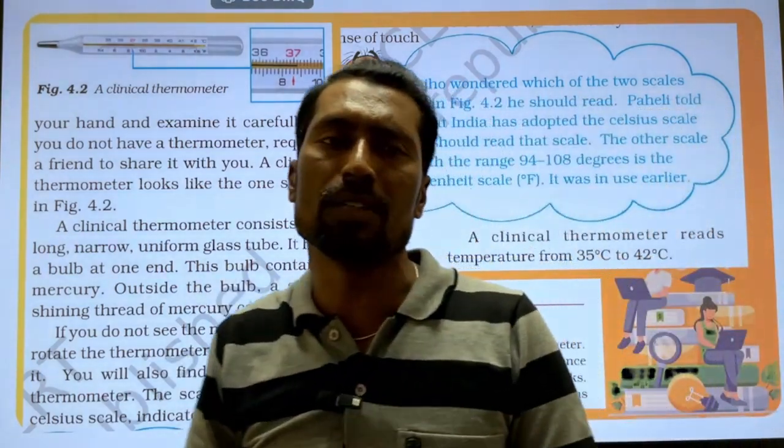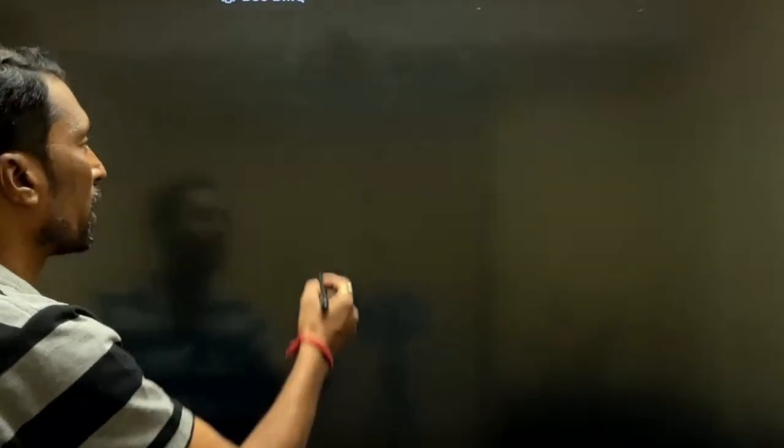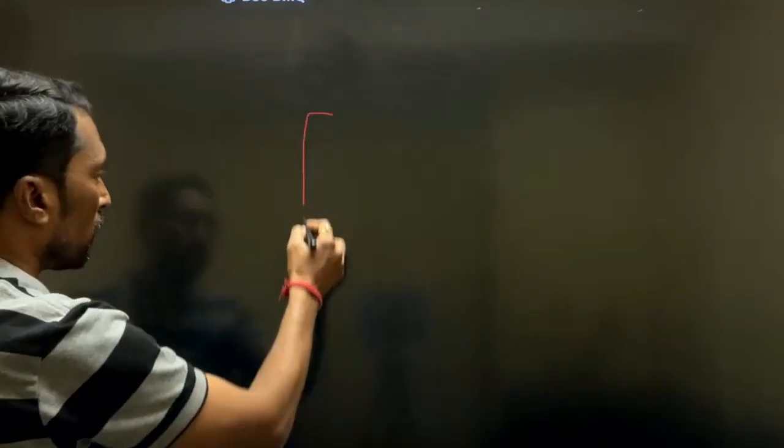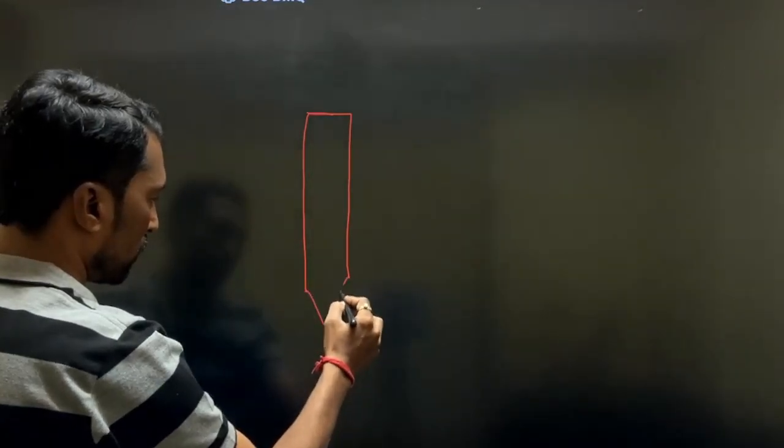In a previous lecture we discussed the clinical thermometer. Let me show the diagram, the perfect diagram for the clinical thermometer, like this. Once again, this type of clinical thermometer is there.